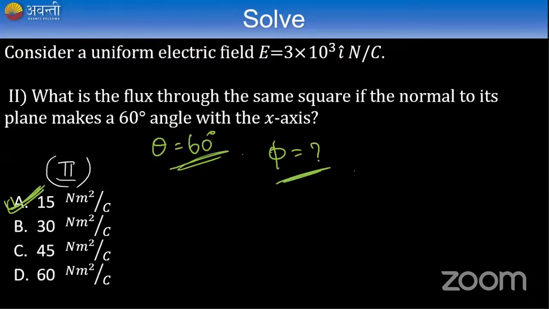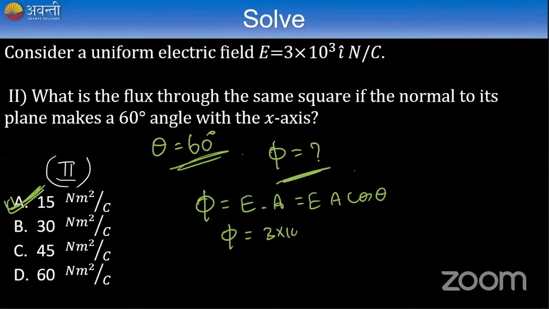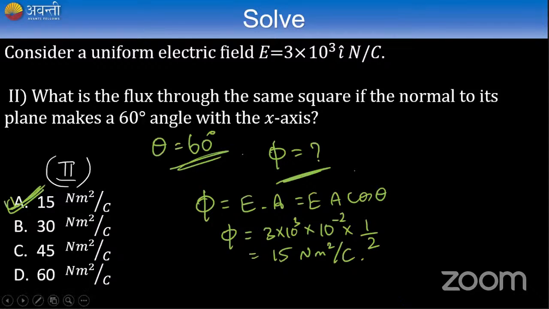So how to solve here, guys? My flux will be phi is equal to E dot A, that is EA cos theta, right? So just substitute the values: 3 into 10 power 3 into 10 power minus 2 into cos 60, which is 1 by 2. So that will be 15 Newton meter square per coulomb. So option A is the right answer. Yes, guys, understood. I hope this was a simple question.